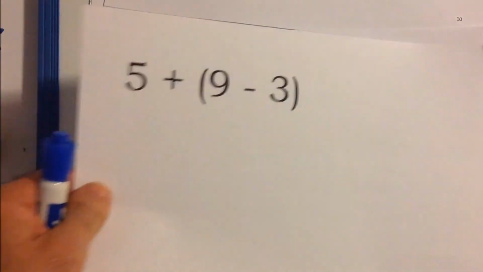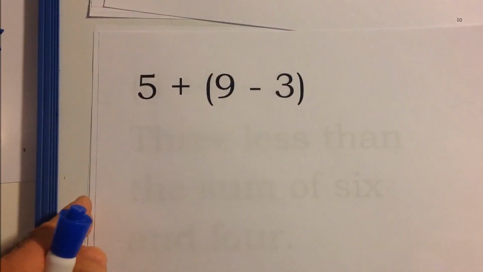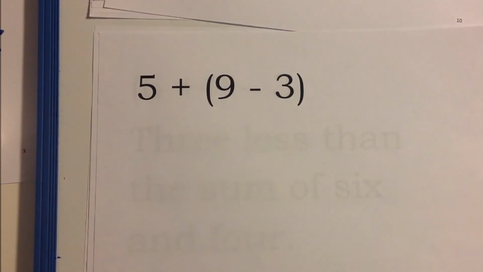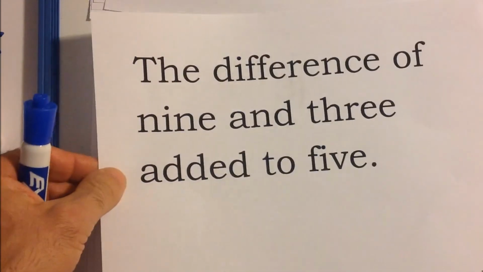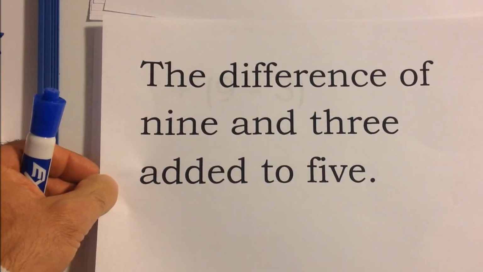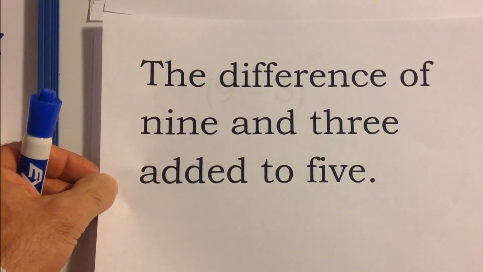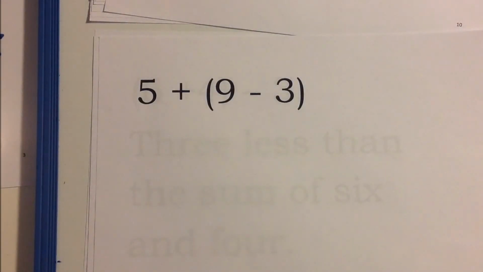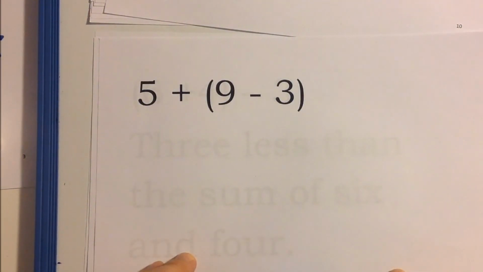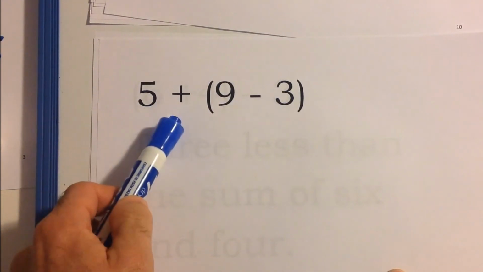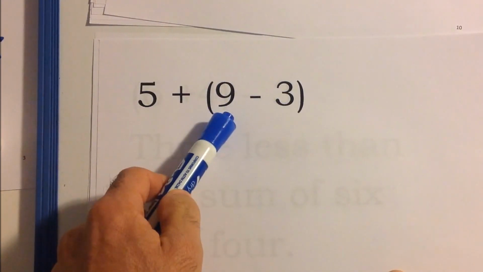See if you can do this one. How would you write an expression for that? So this is the difference of 9 and 3 added to 5. Right? The difference of 9 and 3 added to 5. Or we can say 5 increased by the difference of 9 and 3.